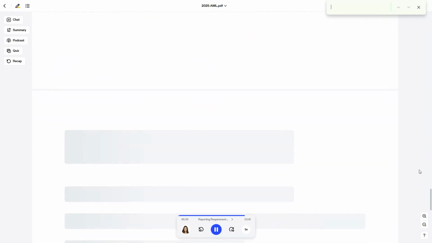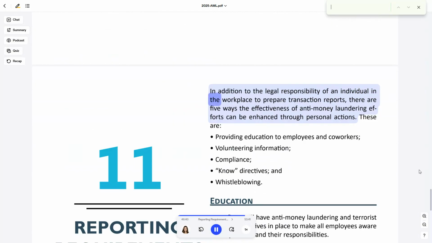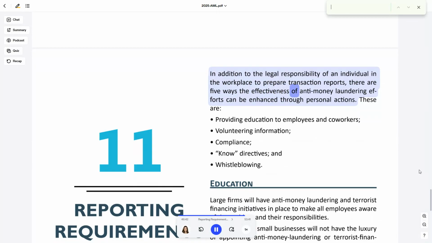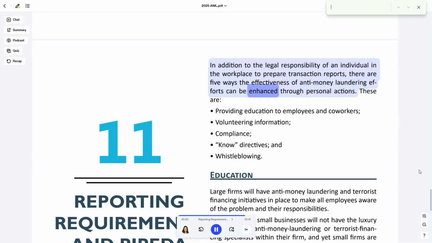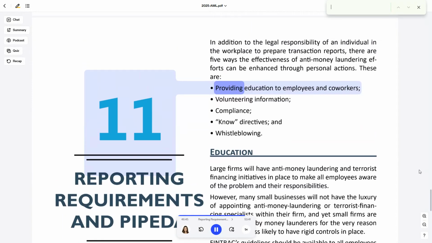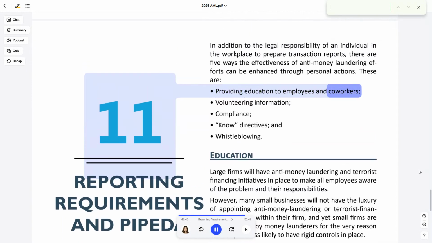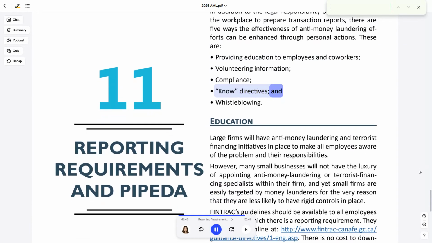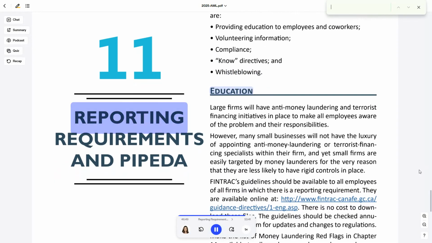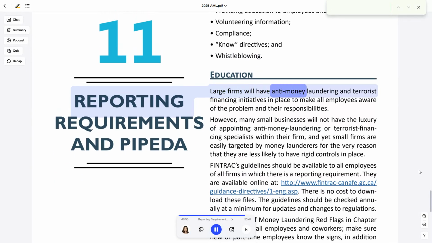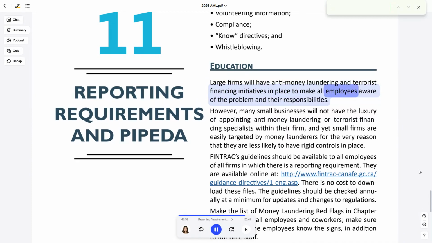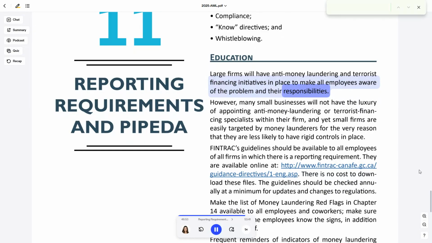In addition to the legal responsibility of an individual in the workplace to prepare transaction reports, there are 5 ways the effectiveness of anti-money laundering efforts can be enhanced through personal actions. These are: providing education to employees and coworkers, volunteering information, compliance, following directives, and whistleblowing. Education: large firms will have anti-money laundering and terrorist financing initiatives in place to make all employees aware of the problem and their responsibilities.